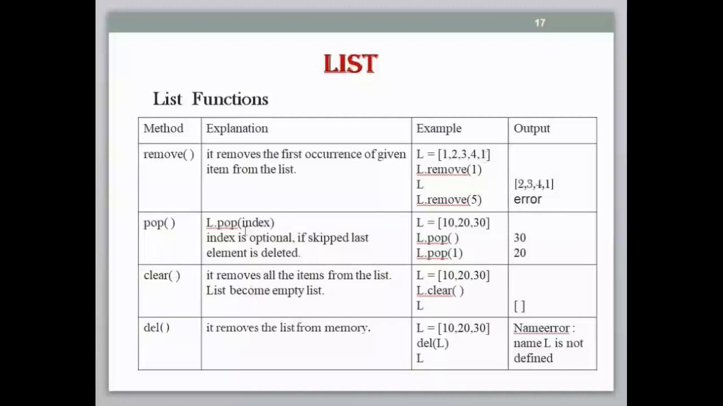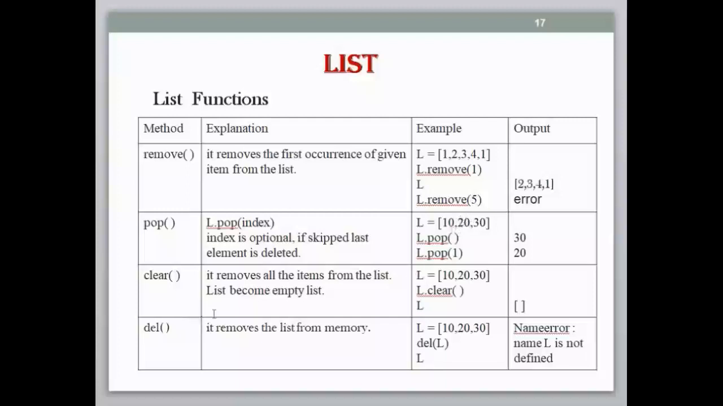Pop. L dot pop index. Index is optional. If skipped, last element is deleted. L equals to 10, 20, 30. L dot pop. Here I have not used any index. So it will pop out the last element. Okay, so 30 will be popped out. And if I print L dot pop 1, so it will remove the value which is stored at index 1. So that value is 20. So 20 will be deleted.